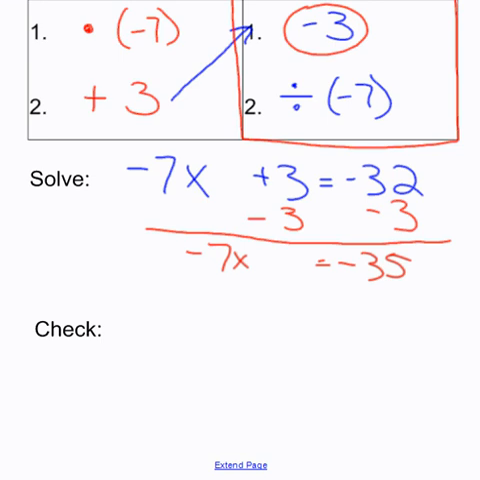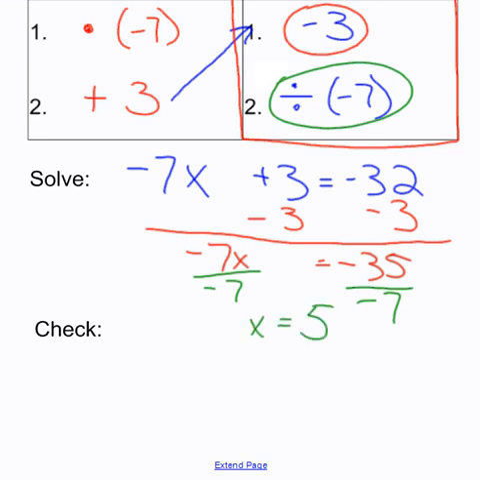My next step here says to divide by negative 7. So I'm going to divide by negative 7 and get x equals positive 5. So that's my solution to the equation. All I did was follow the steps that my table that I made told me to follow.